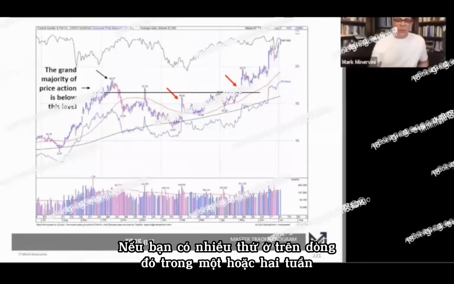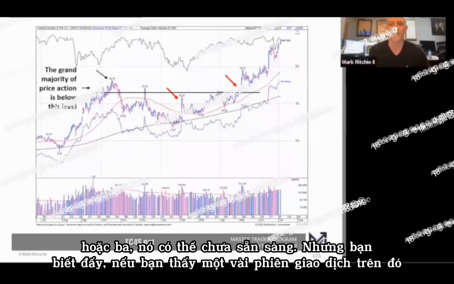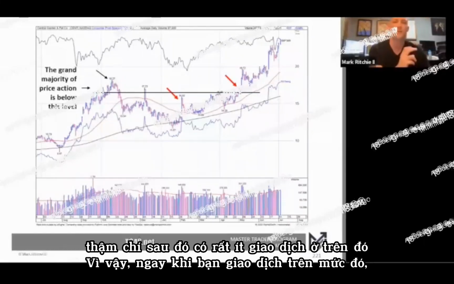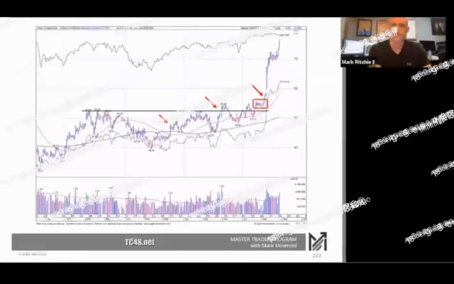If you've got a lot of stuff above that line in the past week or 2 or 3, it's probably not ready. But if you see some, this is going back now 6, 8 months, but even then there's a very little bit. So the minute you trade above that, you're clearing all of that far back to the left out. Yep. Same thing here.